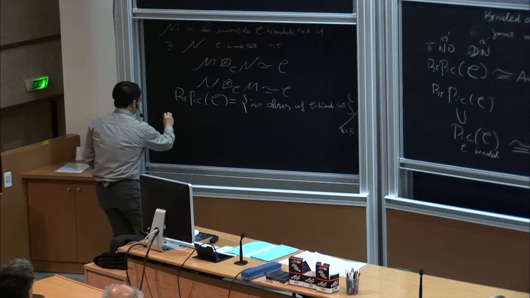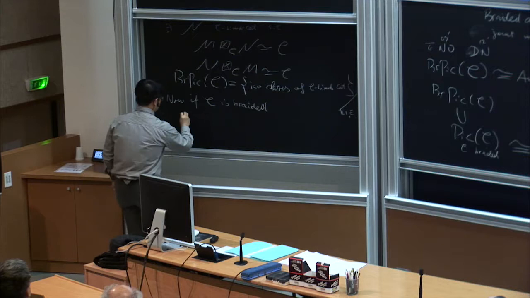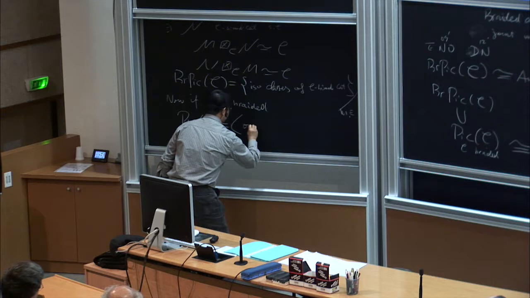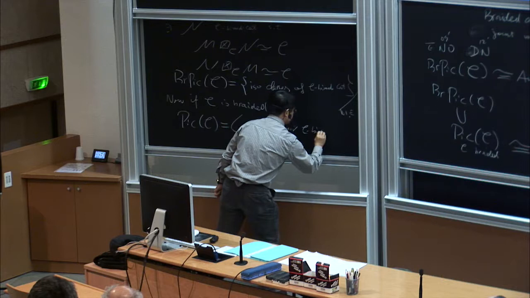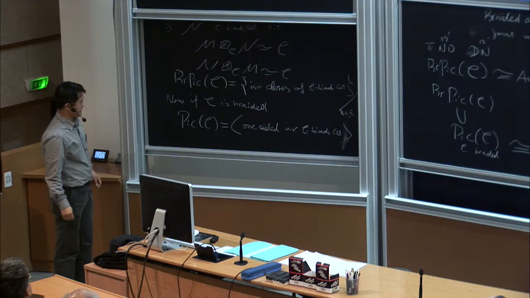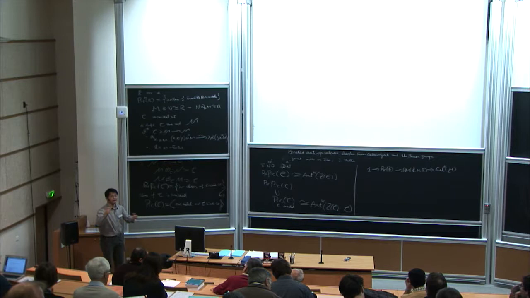And now if C is braided, like the commutative ring case, then you have here a subgroup. I denote it by Picard, which is generated by one-sided invertible C-bimodule categories. So this is a subgroup. Because C is braided, a one-sided module category automatically becomes two-sided via the braiding, like the commutative ring case. So in this case you do have a subgroup.